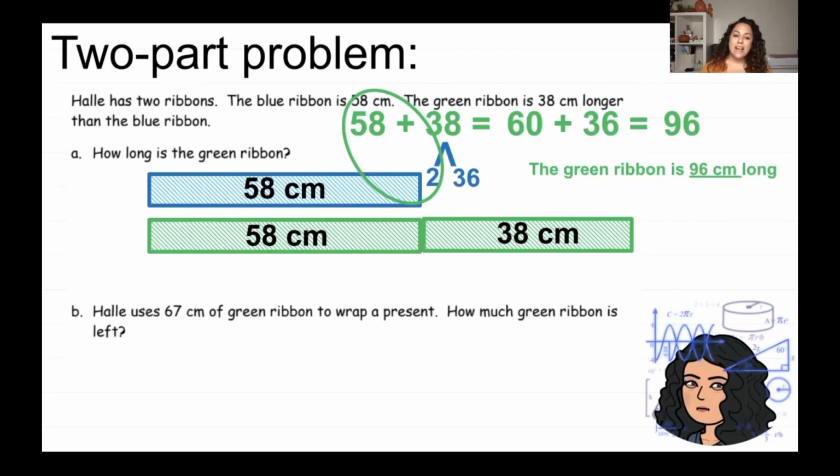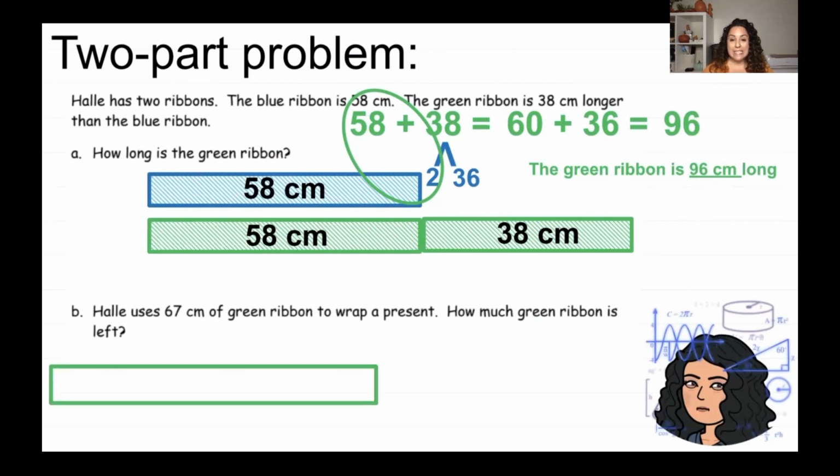So now it says Hallie uses 67 centimeters of green ribbon to wrap a present. How much green ribbon is left? Well, we started off with 96 centimeters. So I'm going to doodle on this, and I know that all of this together is 96 centimeters. Now she used 67 centimeters of that.